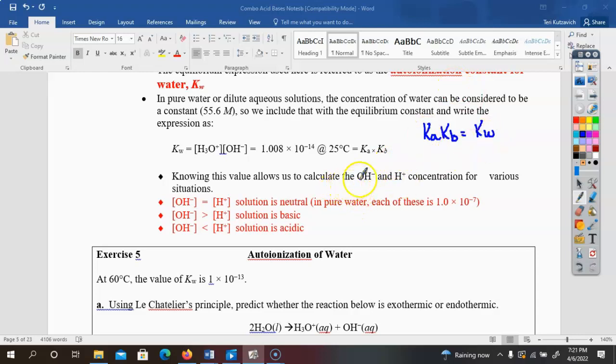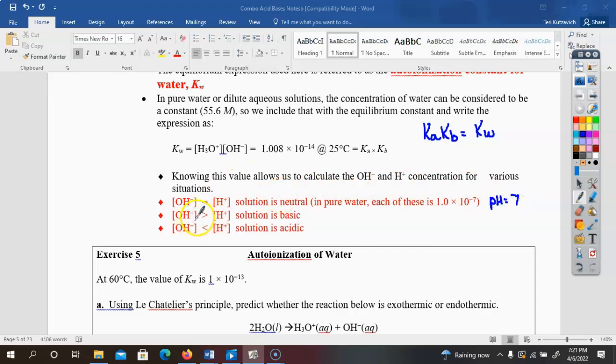Knowing these values allows us to calculate your hydroxide and hydrogen ion concentration. Best part of the chapter. So if your hydroxide and hydrogen are equal, it's neutral, so your pH is about 7.